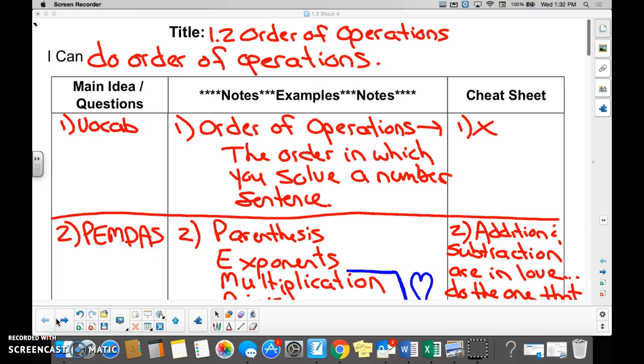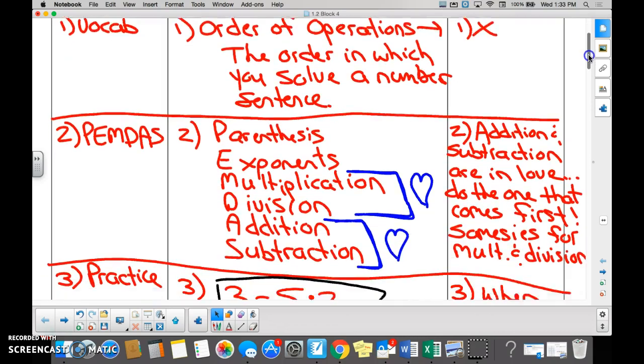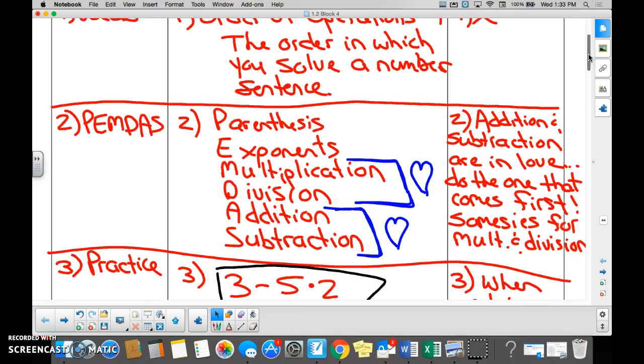After the lesson we finished yesterday, we're just videoing today, you all should be able to do order of operations, or at least have the idea in your head about the process. Order of operations is the order in which you solve a number sentence, right? And everybody, you need to know what PEMDAS stands for.